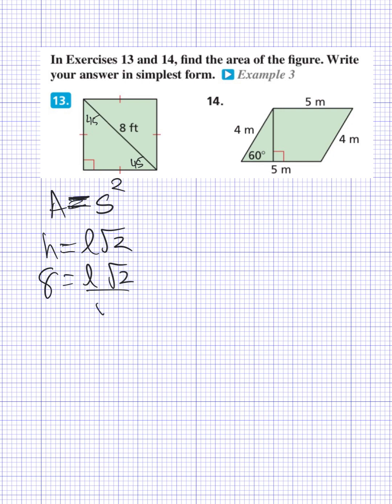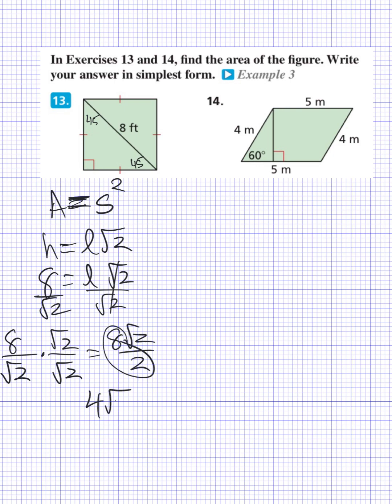So divide off the square root of 2. And now we're going to have to rationalize. That's what this is called. We need a pair on the bottom. So what you do to the bottom, you do to the top. So this is 8 square root of 2 over 2, or 4 square root of 2.